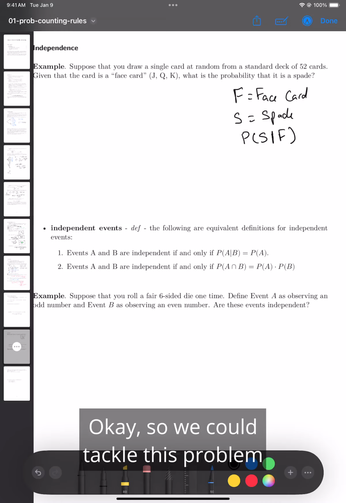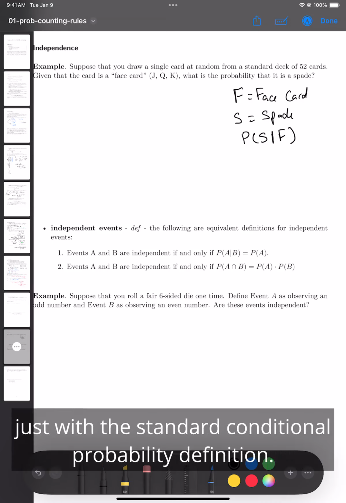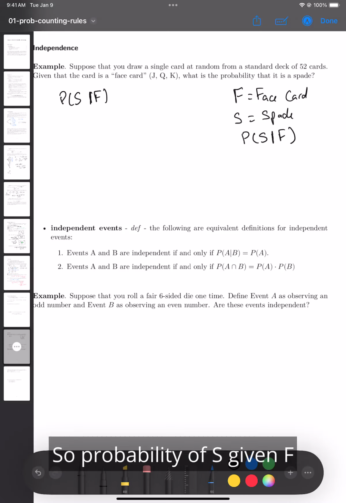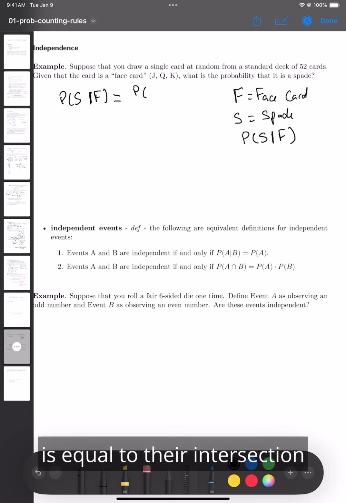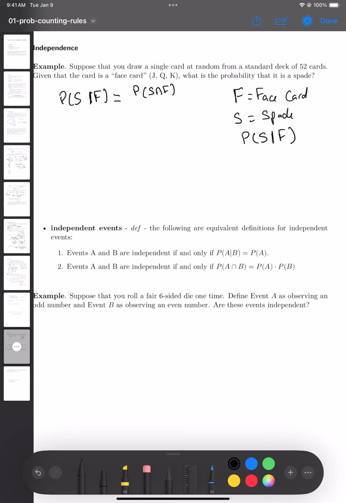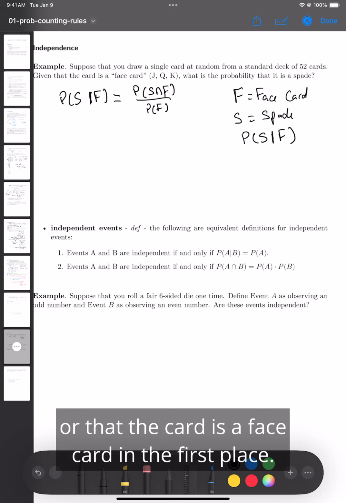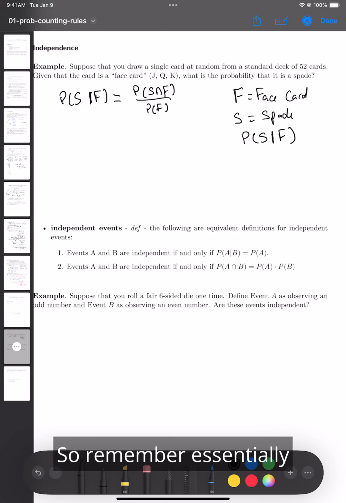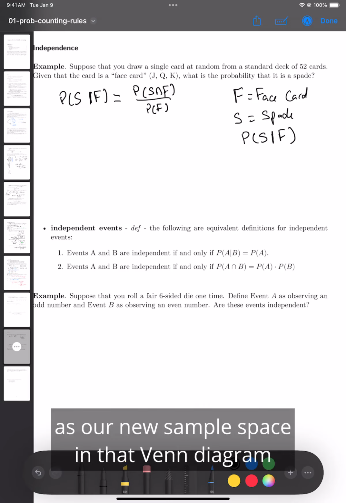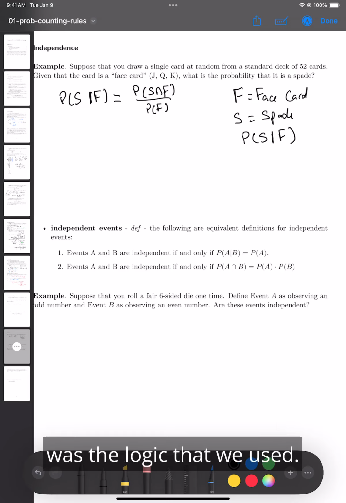Okay. So we could tackle this problem just with the standard conditional probability definition. So probability of S given F is equal to their intersection divided by the probability that the card is a face card in the first place. So remember, essentially we're considering F as our new sample space, and that Venn diagram was the logic that we used.